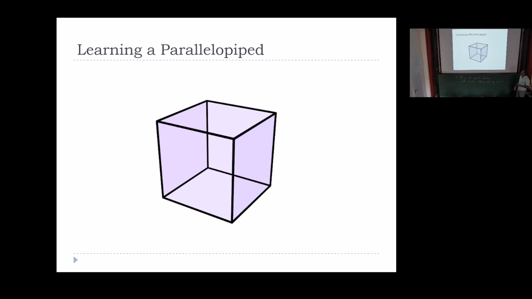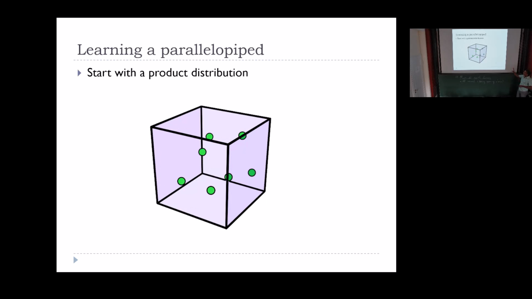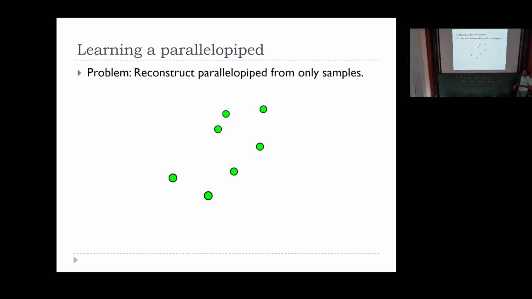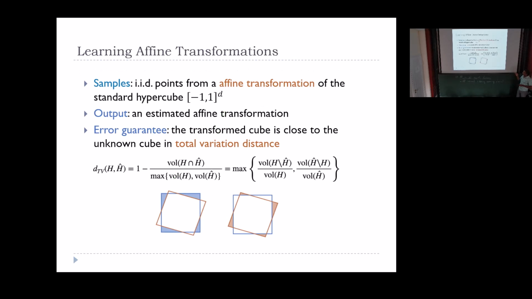So here's another view. You can think of it as learning a parallelepiped. You start with, say, the uniform distribution in a cube, so it's a product distribution. There's an affine transformation applied to it, and you just take a sample. I cannot draw this on the board, but you want to output this transformation. What guarantee do you want to give for this?